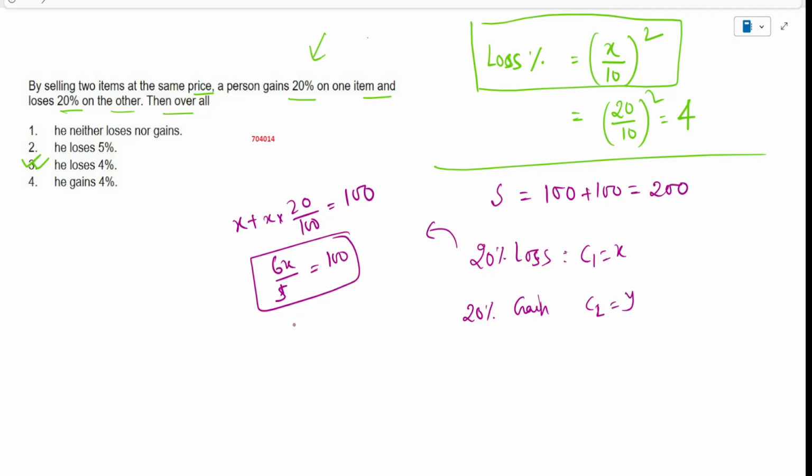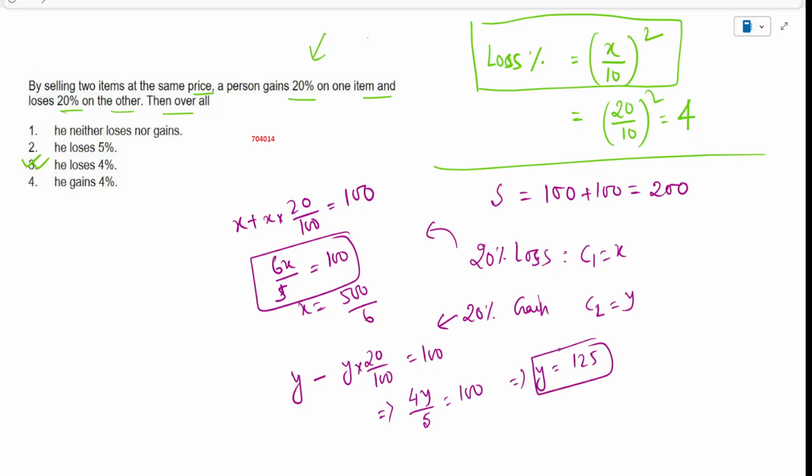That means x equals 500 upon 6. Similarly, for the 20% gain case, the cost price is y minus y into 20 upon 100 equal to 100. That means 4y by 5 equal to 100. That means y equals 125. So these are the cases.